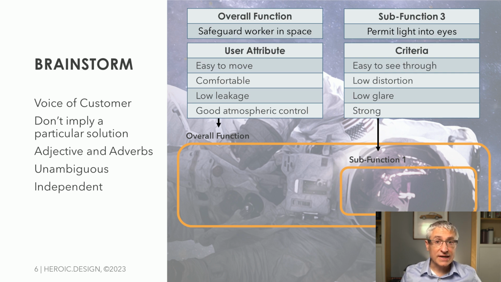And here are the criteria for this subfunction. A great solution should be easy to see through with low distortion and glare, and it has to be strong. There is definitely a trade-off between strong and low distortion. The thicker it is, the stronger it is, but that will give it higher distortion. These visors are actually about 5 millimeters thick, less than 1/4 of an inch. These trade-offs are a big reason for creating criteria.